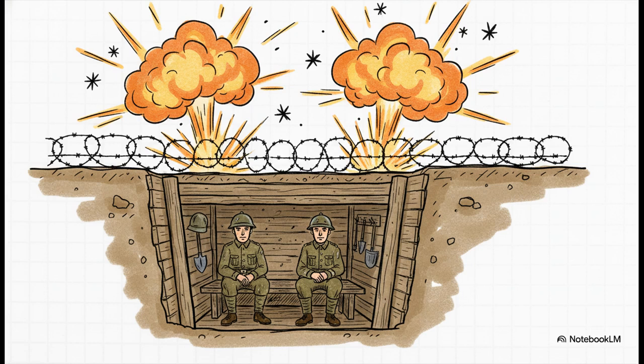Now, the British plan for the Somme relied on a massive, week-long artillery bombardment. The whole idea was to obliterate the German dugouts and completely cut the barbed wire before the infantry even advanced. But here's the thing. That bombardment fundamentally failed. The deep defensive dugouts survived, and the barbed wire was left largely intact.